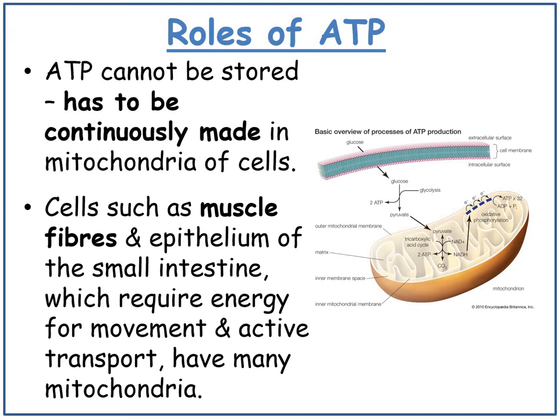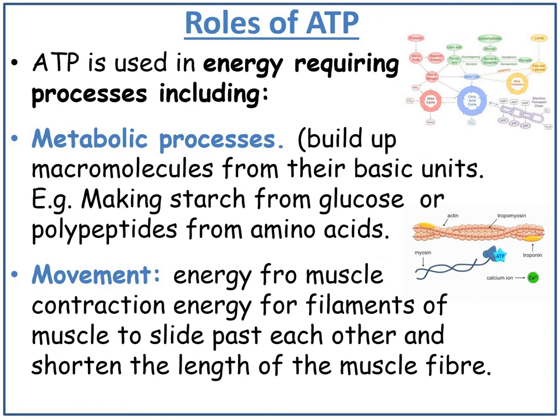ATP cannot be stored, so it has to be continuously made in the mitochondria of cells. Cells such as muscle fibres and epithelium of the small intestine, which require energy for movement and active transport, have many mitochondria. ATP is used in energy-requiring processes, including metabolic processes to build up macromolecules from their basic units, like making starch from glucose or polypeptides from amino acids.